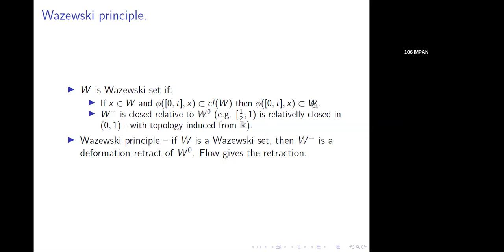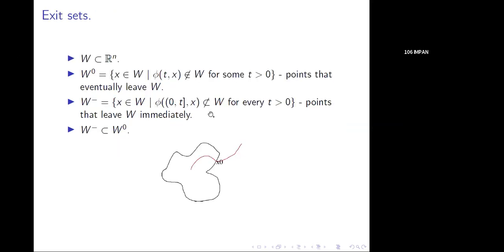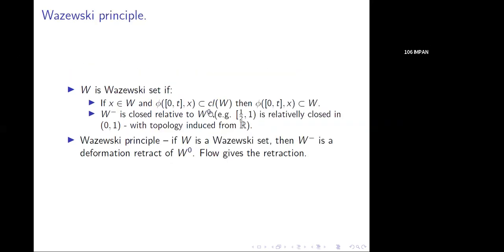Of course, if W is closed, that's kind of automatic. If W is open, well, that's a condition that may be important. And the second condition for W to be a Wazewski set is that this W minus, so the collection of points that leave immediately, is closed in W0. So what do I mean by that? If I take a relative topology restricted to W0, then W minus will be closed.